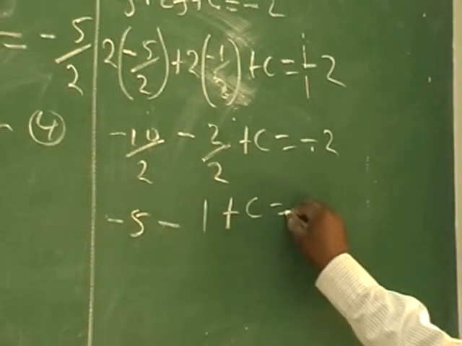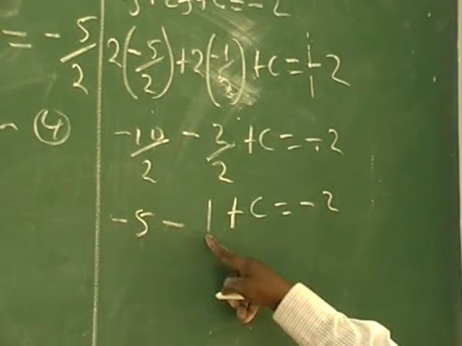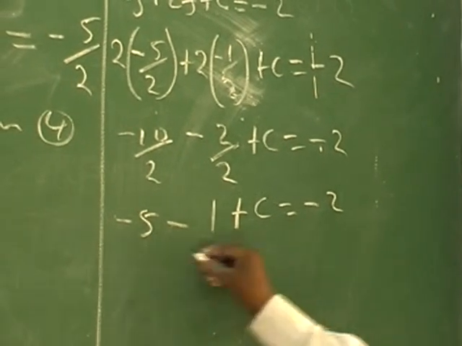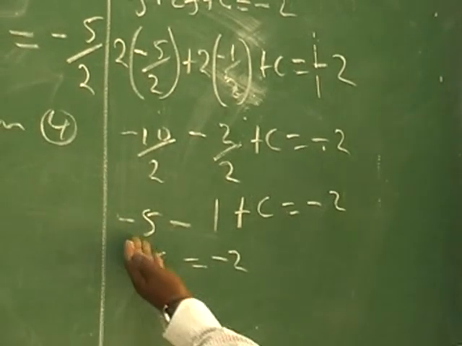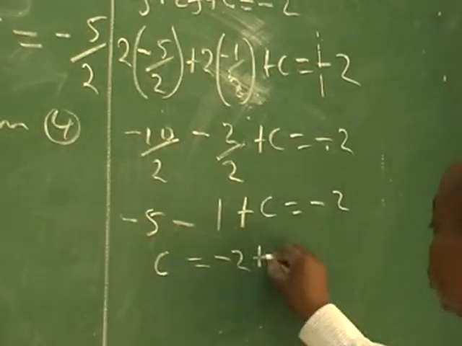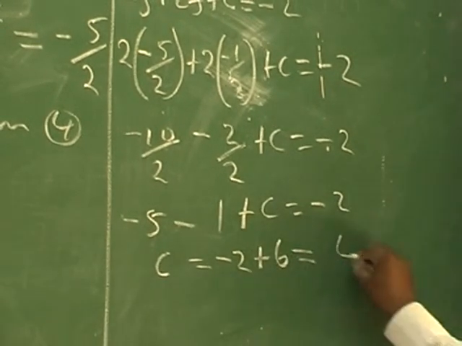Plus c is equal to what? Minus 2. So here, minus 5 minus 1 is minus 6. So we can write that c is equal to minus 2. Then taking this minus 6 to this side, we come to plus 6. Which means that c is equal to what? 4.